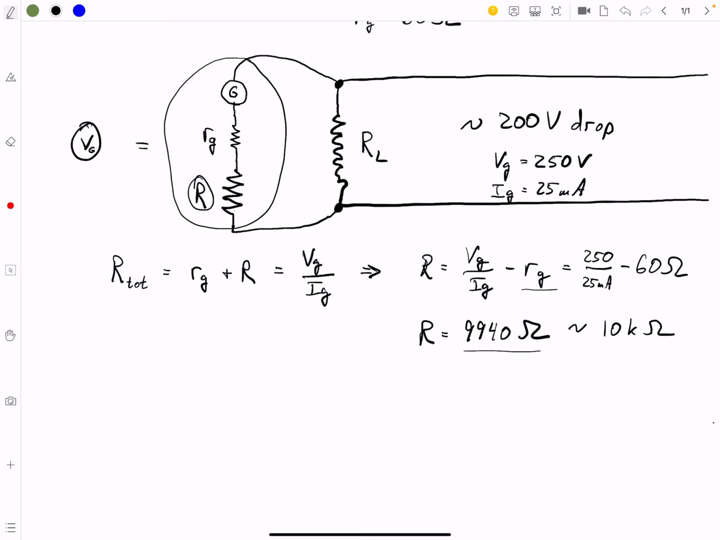So we're going to use the junction rule. And we're going to say that IL is equal to IG plus IS. And we know IG. We don't know what IS is. So we solve for IS equals IL minus IG.